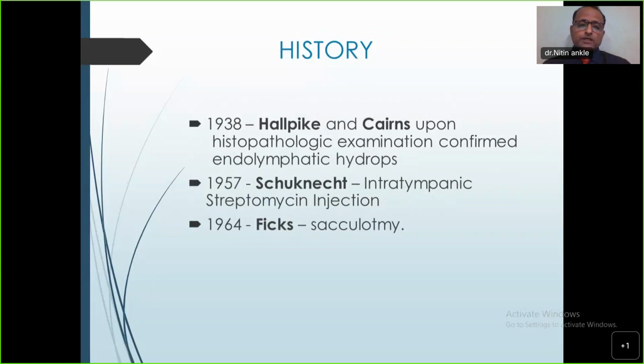And Schuknecht in 1957, we cannot forget his work. He has done extensive work in temporal bone dissections, and not only that, he has done a clear-cut histological study of the temporal bone in various diseases. Apart from various other diseases, in Meniere's disease also he has demonstrated the inner ear histology that nobody had done before. And Fick in 1964 described the sacculotomy operation. Of course, nowadays we don't do this operation.